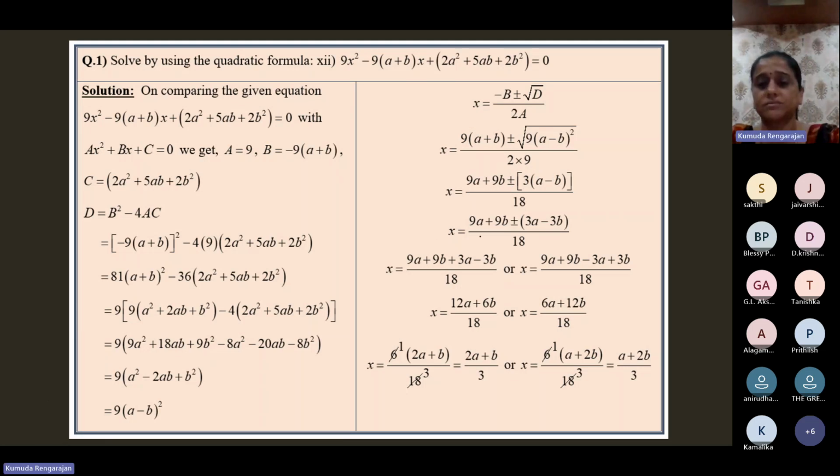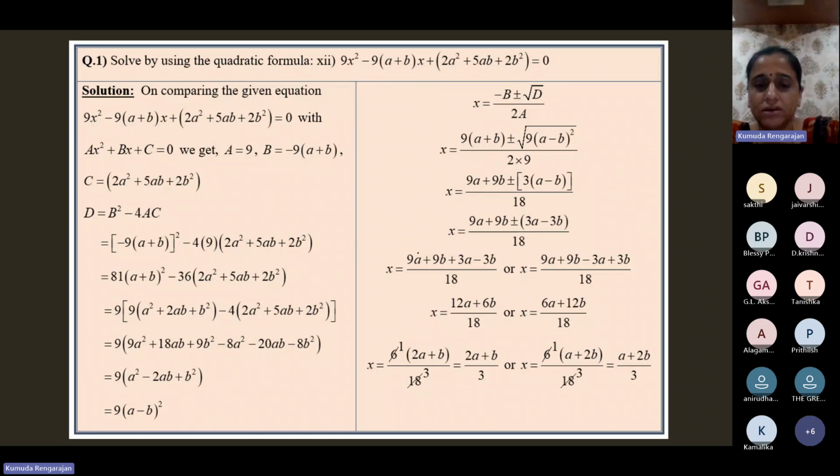Okay, so now x is equal to this one plus this by 18, or x is equal to this minus this. So when you write minus, the second term will be minus 3a plus 3b, because this minus should be multiplied with this and this. Minus into 3a minus 3b, so it will be minus 3a and plus 3b.